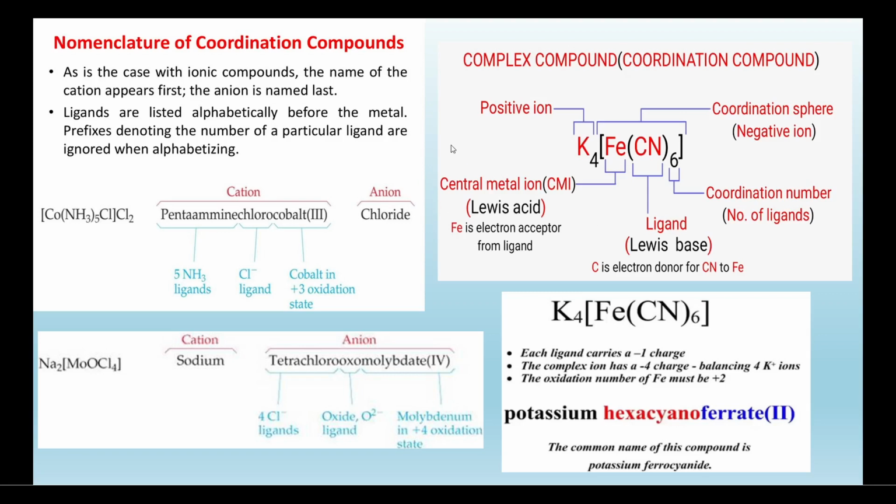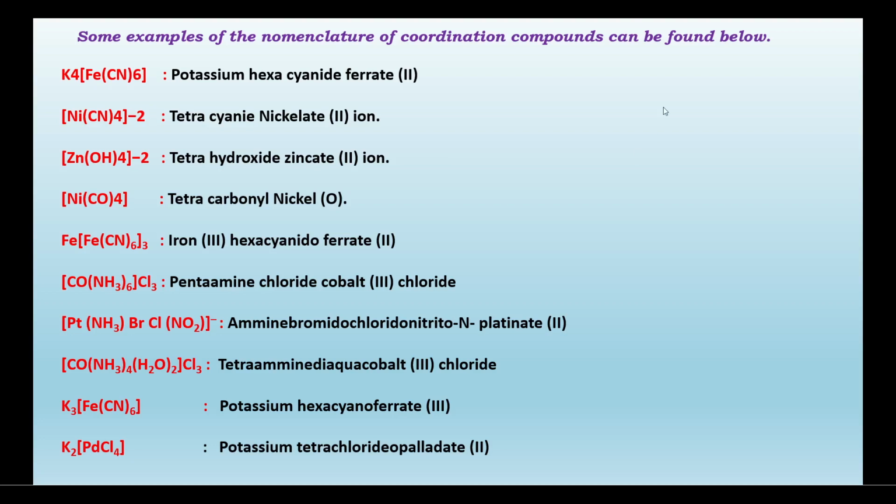We can move on to the next slide. These are some of the nomenclature examples of coordination compounds. Here there is potassium hexacyanoferrate(II), meaning the ligand charge is -6 and the iron is +4, so there is a 2 ion. Similarly, the tetracyanonickelate(II) ion. Here we take cyano, which is a negative ligand, and there are 4 ligands.